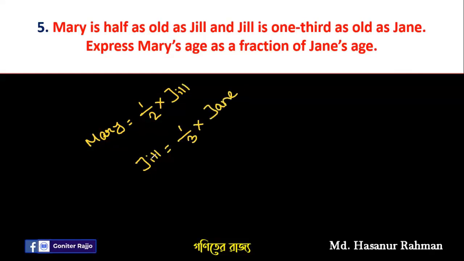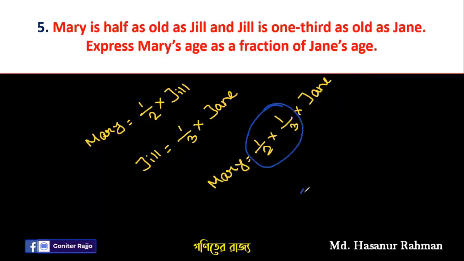So instead of Jill, we can put this value. Then what will be the final one? Mary's age will be half multiplied by 1/3 multiplied by Jane. So now we have to solve only this part. 1 by 2 multiplied by 1 by 3. So it will be 1 by 6. So 1 by 6 Jane. So we can express in this way, Mary is 1/6 as old as Jane.